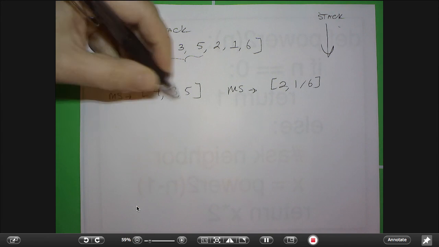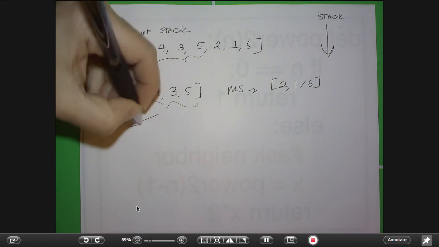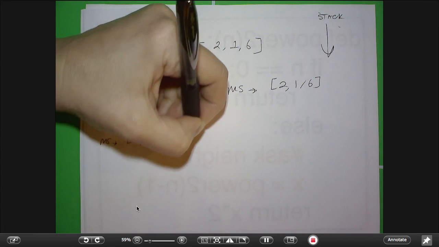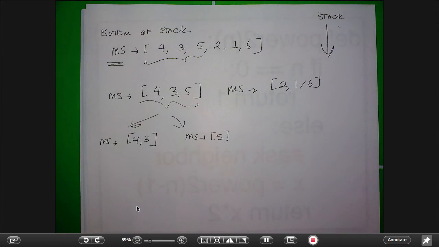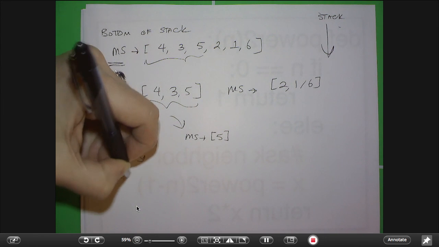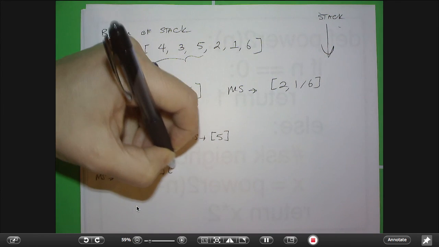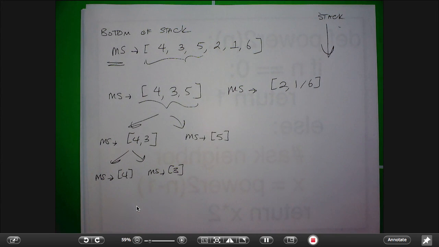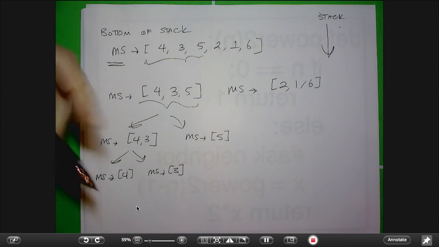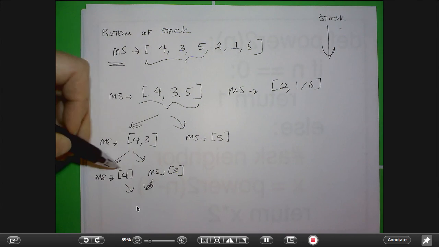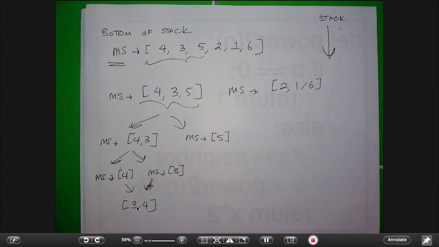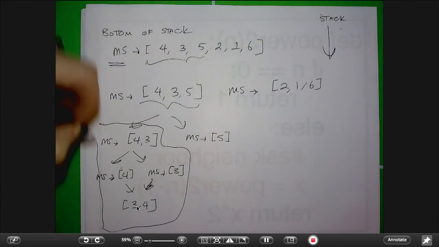Now merge sort of 4, 3, and 5 is actually going to call merge sort of 4 and 3 and merge sort of 5. And this one is actually going to call merge sort of 4 and merge sort of 3. Okay, I'm not even starting to process that one. When these two finish, this will return 4, this will return 3. I'm going to merge them, so I'm going to find 3 and 4. Then this function will return 3 and 4.